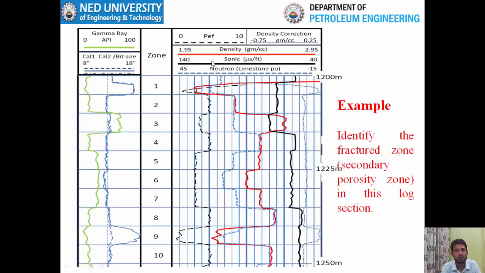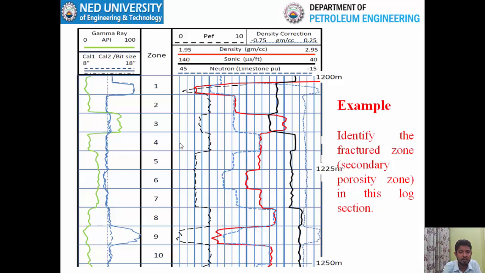For example, a log section has been provided to you and you have been asked to identify the fractured zone in this log section. And we have seen that a fractured zone is identified through comparing the density neutron values with the sonic value. So against a fracture zone, density neutron will give you higher values because they measure the total porosity, but the sonic log will give you a lower value because sonic only sees the primary porosity. Sonic log does not see the secondary porosity because it bypasses the larger vugs.